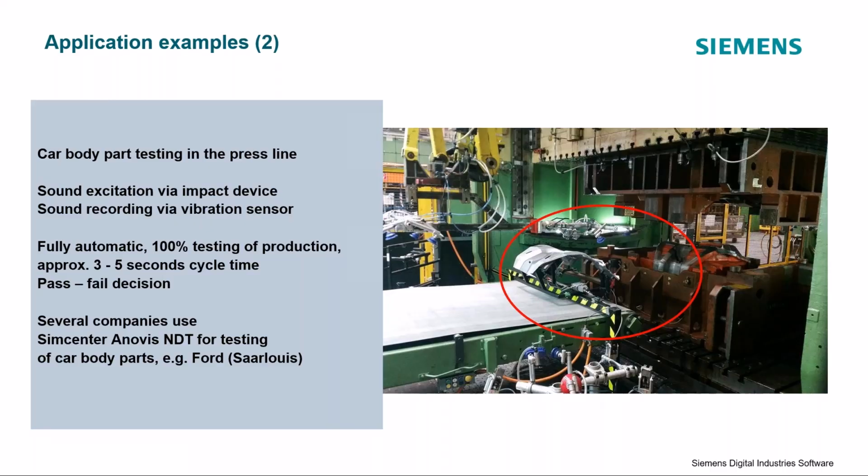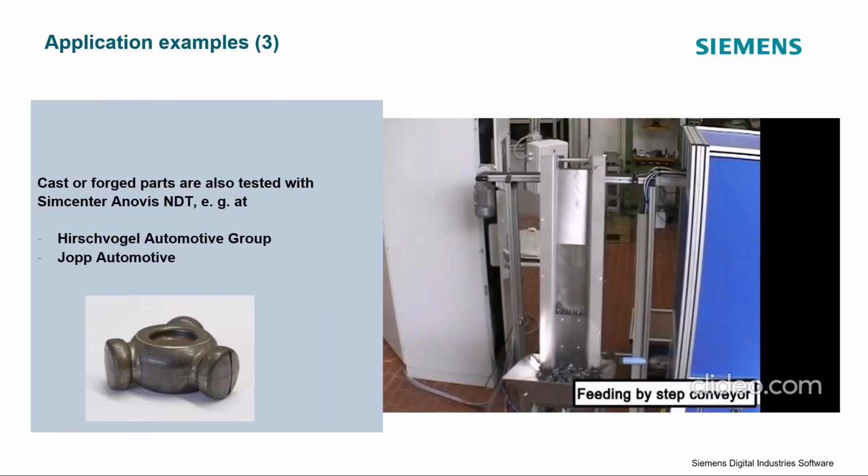And if it's a not okay part with thinning of the metal sheet or a crack, it will get turned by, let's say, 60 degrees, and the workers at the conveyor belt will easily see, okay, there's something wrong with it. Well, several companies use Simcenter Novus NDT for testing of car body parts, for example, Ford in Saarlouis in Germany. Unfortunately, I don't have a movie here, but here I have one.